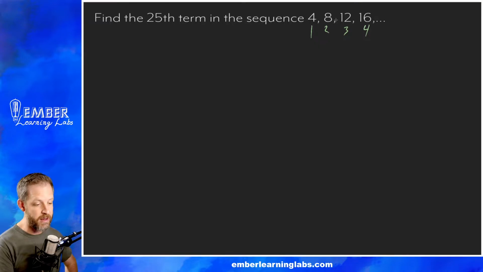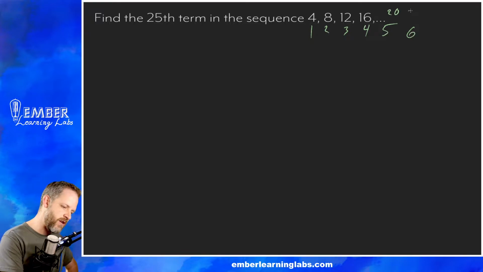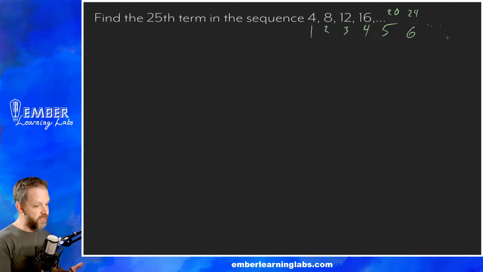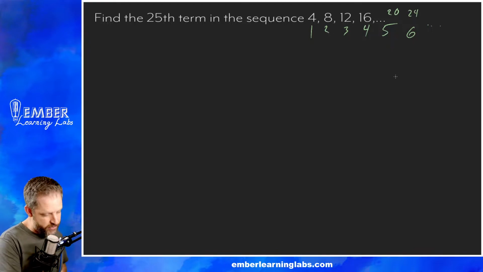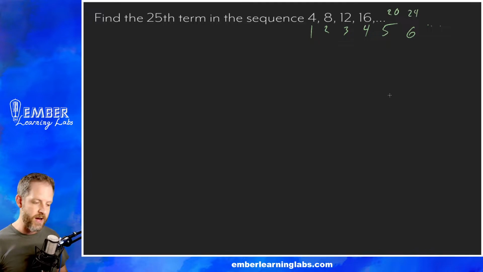That sounds like skip counting by 4, right? So the 5th term would be 20. The 6th term would be 24, etc., right? So that would be kind of the brute force. And we could just sit there and walk all the way down until this number turned into a 25, right? But that's going to take a long time, right?